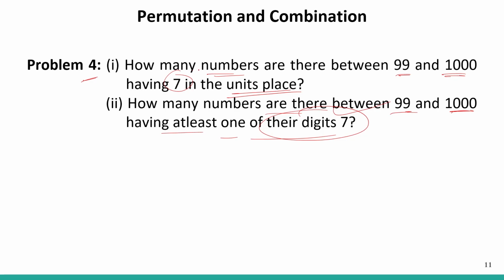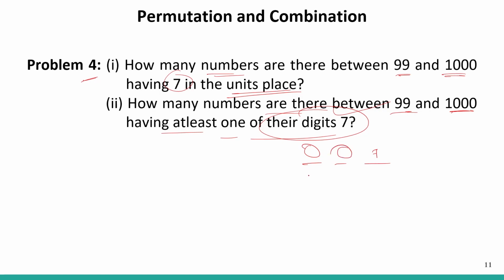How many numbers are there between 99 and 1000 having 7 in the units place? Between 99 and 1000, what you have is only 3 digit numbers, right? From 100 to 999 you have 3 digit numbers. So what you want is to have 7 in the units place. So 7 is here. Okay. So you have only 2 options remaining.